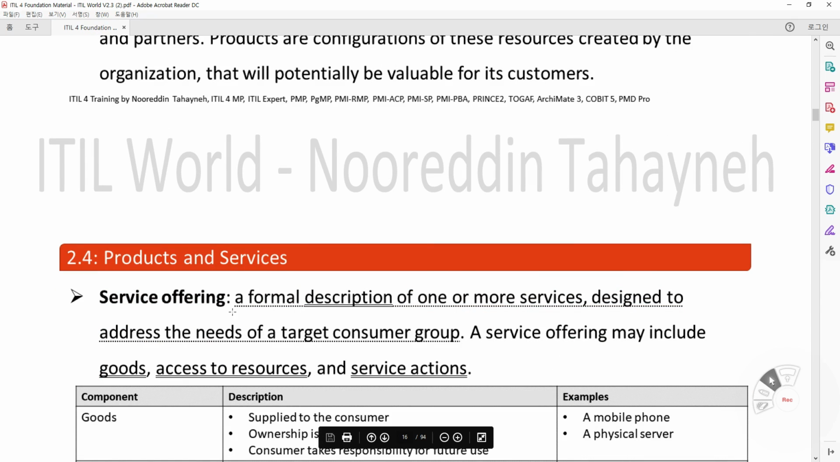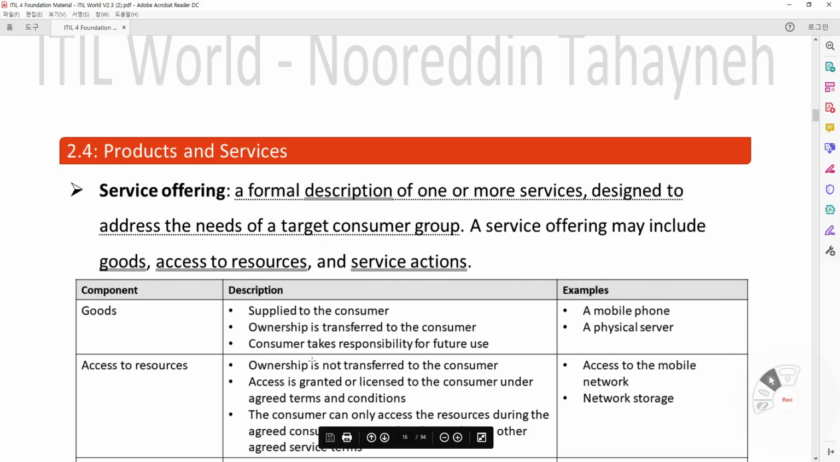Service offerings, a formal description of one or more services designed to address the needs of a target consumer group. A service offering may include goods, access to resources, and service actions. Goods: supplied to the consumer. Ownership is transferred to the consumer. Consumer takes responsibility for future use. Mobile phone, physical server.